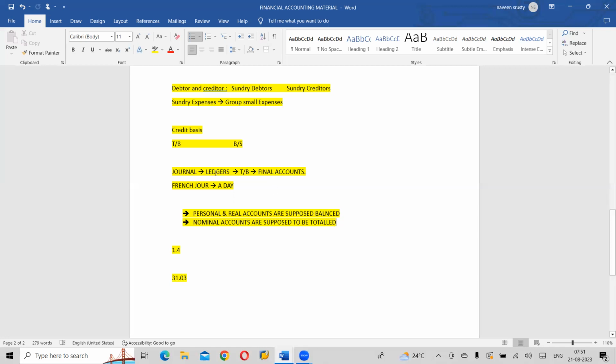So here, whenever we say ledgers, I'll close it in 2 minutes. Ledgers in the sense, whatever ledgers are there, all the ledgers will come under personal, real or nominal account. And real and personal accounts are supposed to be balanced and nominal accounts are supposed to be totaled. So this is our accounting year, financial year. Normally, we will try to close our books of accounts on 1st March. What do you mean by partially closing of books?